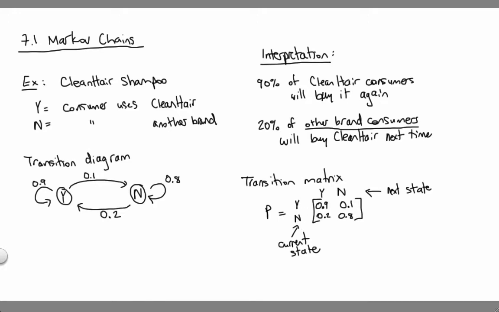Key thing, you always put the current state in the rows and the next state into the columns. So that is going to be important as we go through a variety of different examples. So next thing we want to do is just define this piece of terminology, Markov chain. And now that we've seen an example, we can make sense of what that word means.